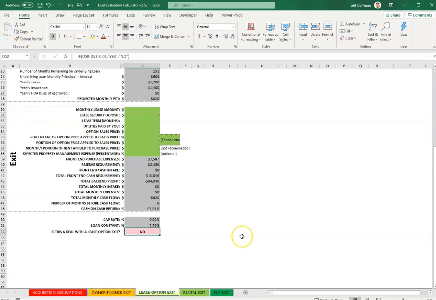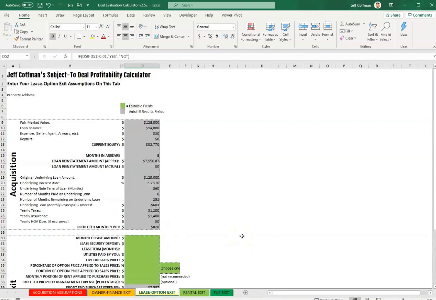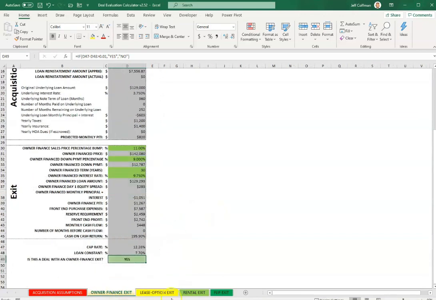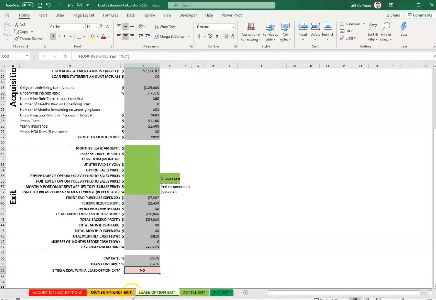Let's go in and look at the lease option. Now the lease option, again, all of this information carries over. It gets a lot less complex here than the owner finance option. As you go down from owner finance to lease option to rental to flip, this goes from the most advanced down to the least.